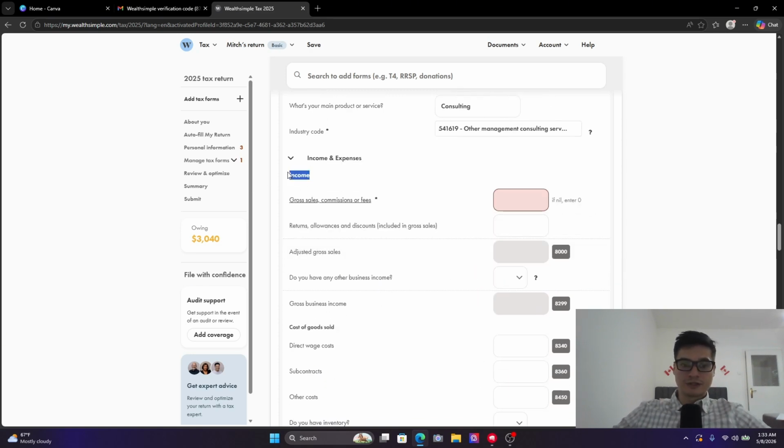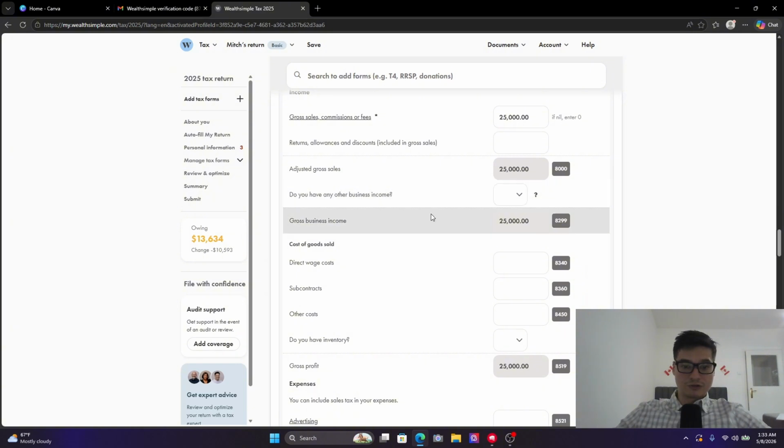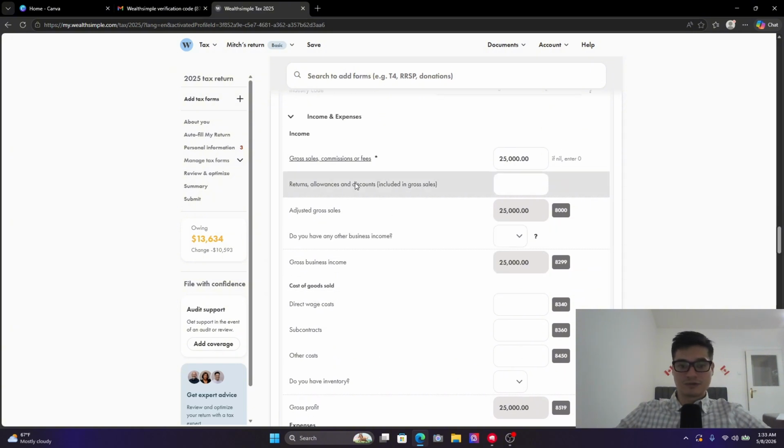Now, when you're looking at your income, you have two things you need to look at: your income and your expenses when you're inputting your actual information. So your income has your gross sales, commission, or fees. So if you made 25,000 in a year, you would input 25,000 there. Returns, allowances, and discounts. Anything where you had an amount that lowered that, if there were any returns there, you would input that. Do you have any other business income? Most of the time you'll just leave it as gross sales, commission, or fees.